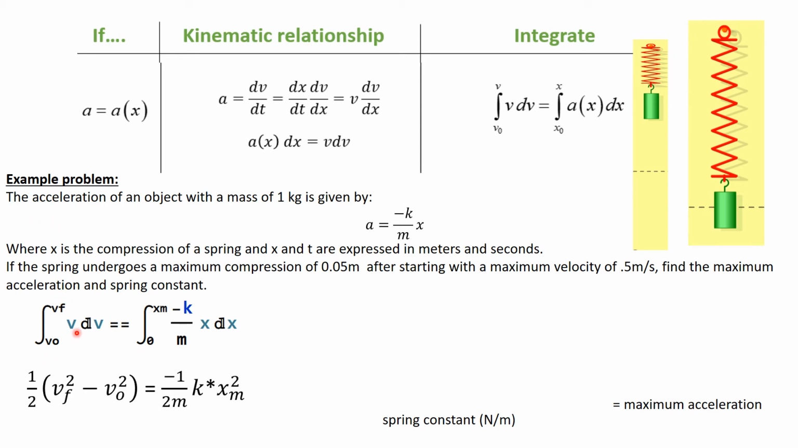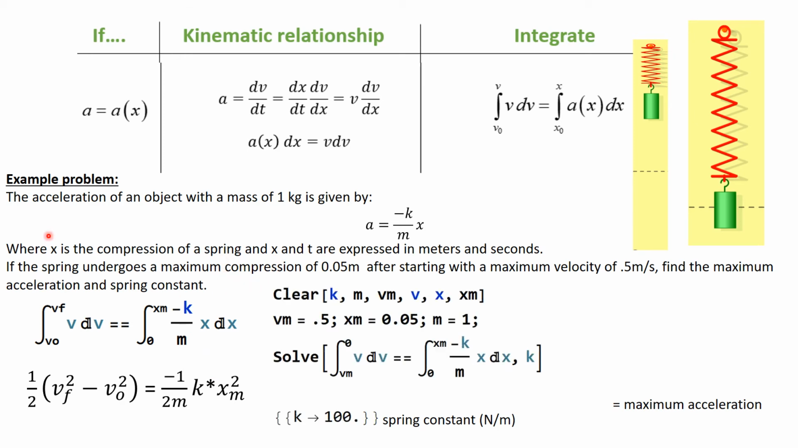So v goes to 1/2 v squared, x goes to 1/2 x squared, and then you're going to plug in those boundary conditions to see the relationships between what the velocity is doing at those different positions, where the position is how much the spring is being compressed. If you plug this into Mathematica, so here we go.